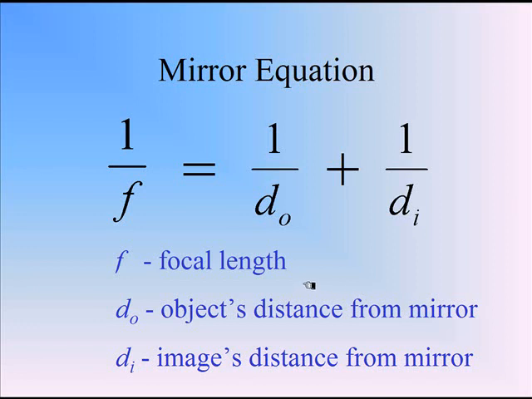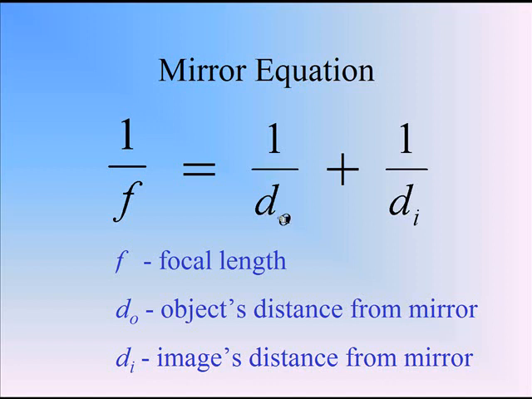Now here's the mirror equation for both the convex and the concave: 1 over the focal length is equal to 1 over the distance to the object plus 1 over the distance to the image. It's very important that you make sure that you understand the sign conventions for the mirrors.